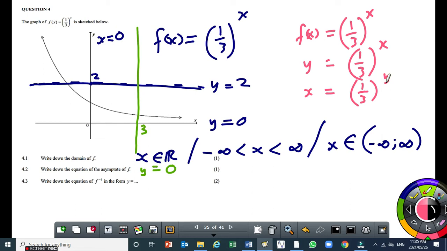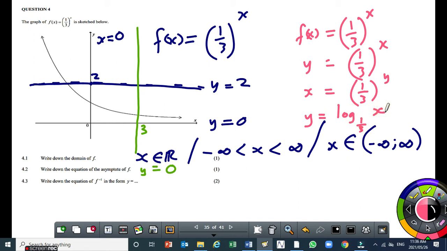When you get to this point, can you look at the board, please? When you get to this point, the base of the exponential is the base of the logarithm. This y here, which is the exponent, is the logarithm. This x here is the number that you are going to find the logarithm of. So when you write this, it will be y equal to the logarithm to base one third of what?